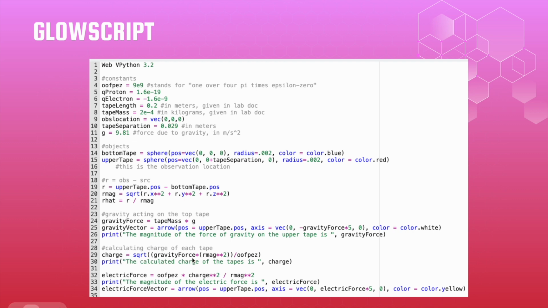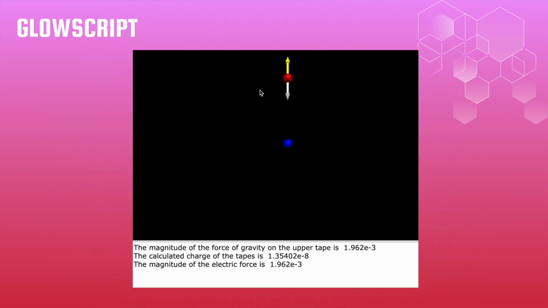I calculated the charge of each tape, which is what I had on my slide earlier where I rearranged the Coulomb's law equation. And then I have the electric force, which is again Coulomb's law. And then I also printed out some of these calculations so you could see the answer. And I show the gravity vector, like the force of gravity vector, and the charge force on the upper piece of tape. And you can see here is the upper piece of tape shown as a point charge and the lower piece of tape shown as a point charge, and some of the calculated results printed here.